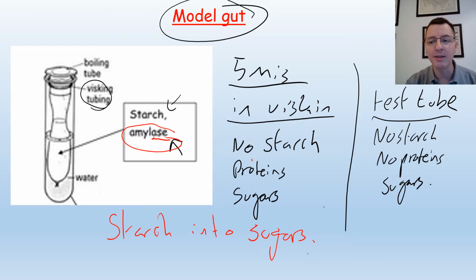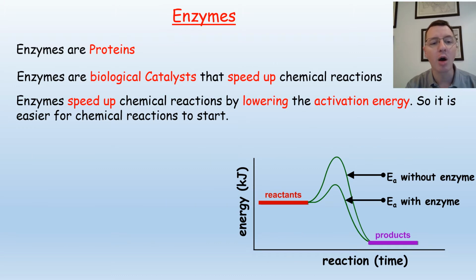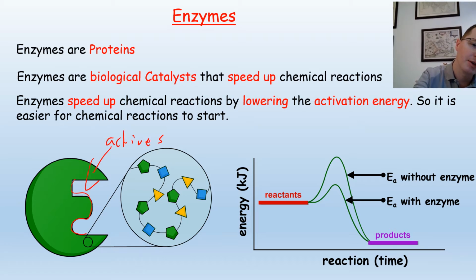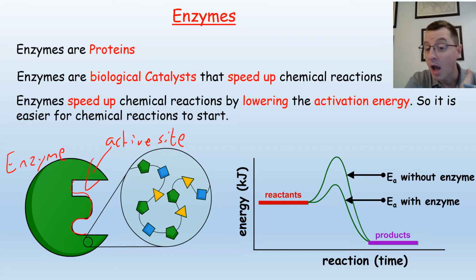So what is an enzyme? Well, enzymes are proteins. They are biological catalysts that speed up chemical reactions. So we've got a classic example of an enzyme here, an enzyme diagram, and we have this special area here which is known as the active site. So the whole green area is our enzyme, and that molecule is made out of proteins, and like any protein, it's made out of smaller amino acids all joined together to form a big protein.